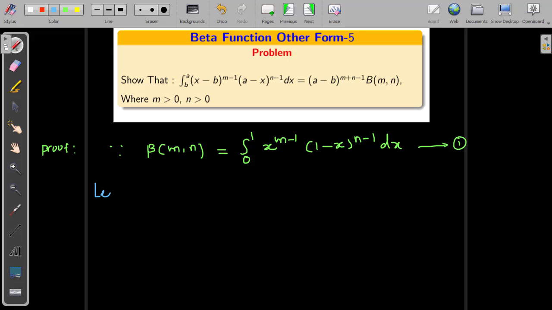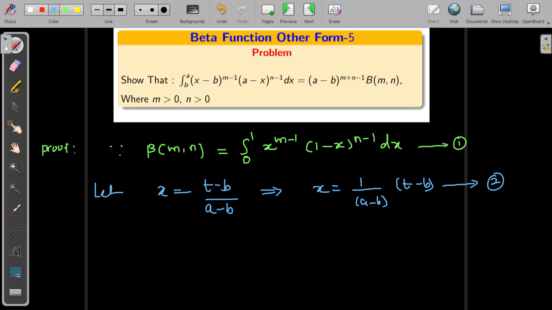So let us take x equal to (t minus b) by (a minus b), which is the suitable substitution. You have to remember this. It can be written again as x equal to 1 by (a minus b) times (t minus b). Now I can say this is equation number 2.